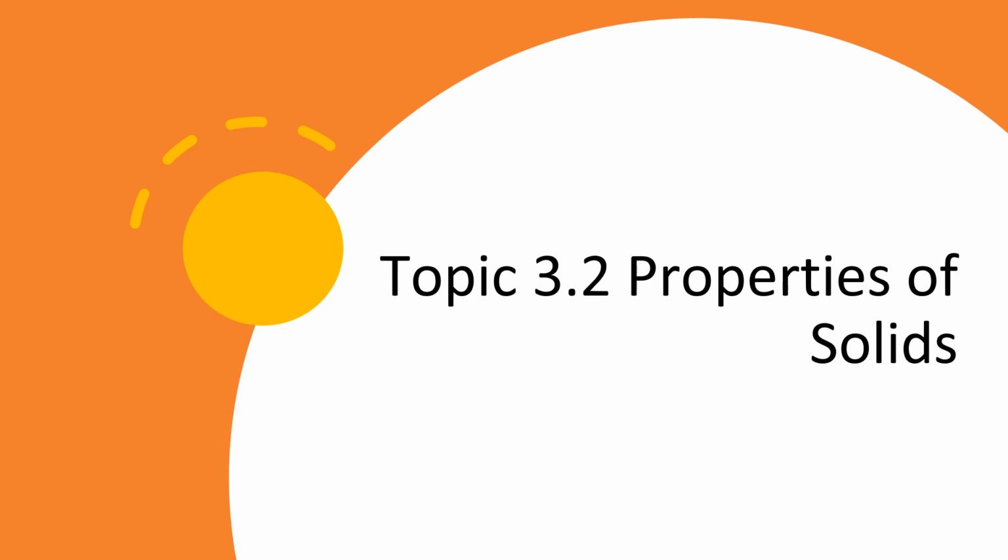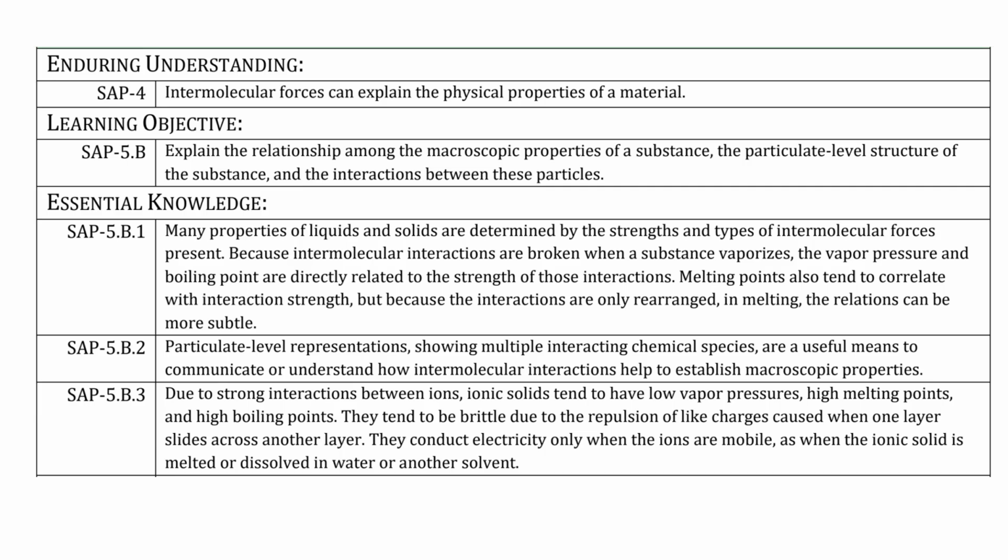This is topic 3.2, properties of solids in AP chemistry. The objective today is to be able to explain the relationship between the macroscopic properties of a substance and the particulate level structure of the substance and the interaction between these particles. So we're going to look at different types of solids today, four basic types, and you have to be able to recognize them and do particulate level representations of these.